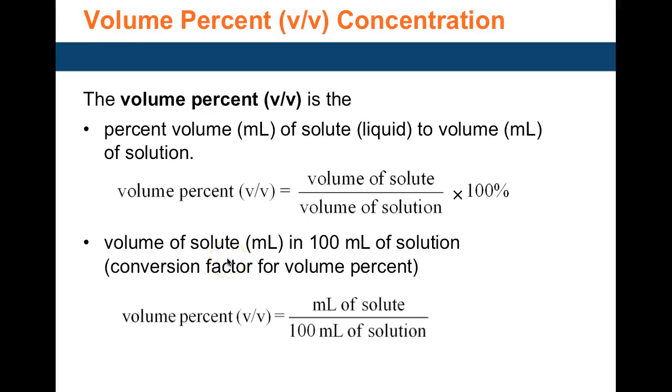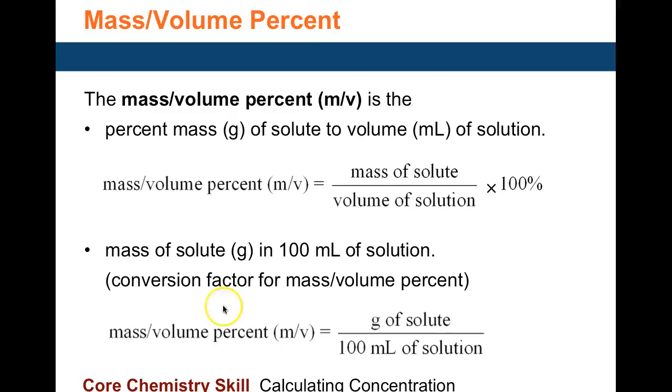And then you have a percentage volume by volume, which is mils of the solute by volume of solution, all right? So times 100. You can use this as a conversion factor where you can either determine the mils of solution or the mils of solute. And then you have the mass by volume where you have a solid in a liquid. So it's grams of the solute in 100 mils of solution.